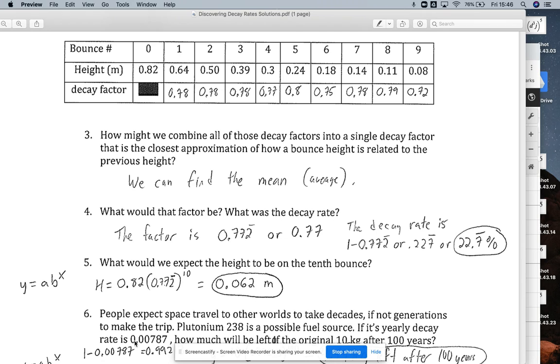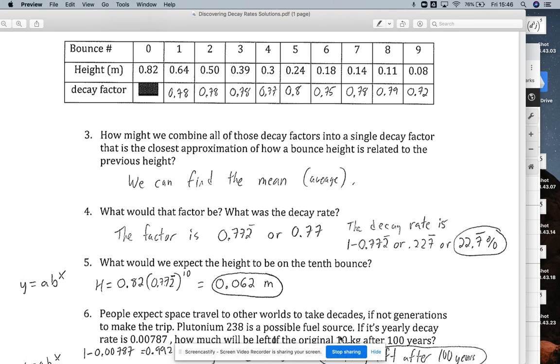If its yearly decay rate, and this one is not given as a percent, its decay rate is given as a decimal, is 0.00787, or it's actually less. If this was a 1 here, there'd be 1%. So this is going to be about 0.787%. How much will be left of the original?